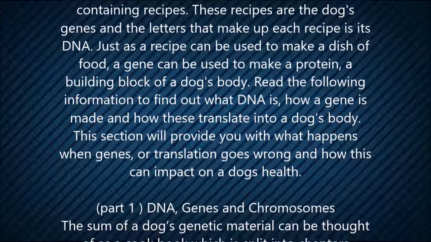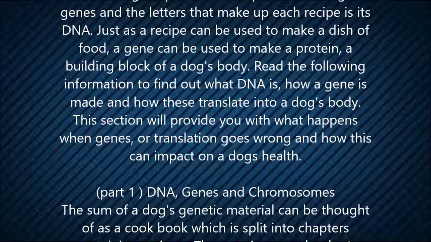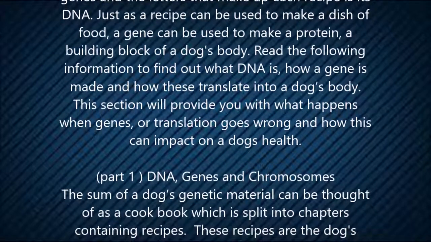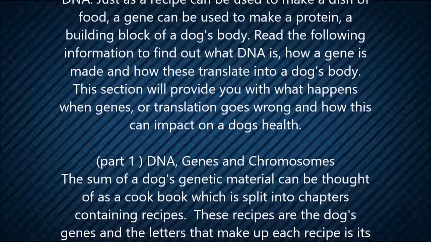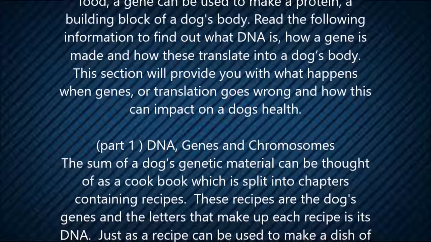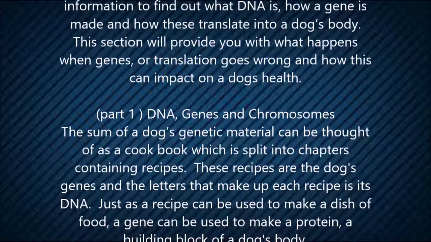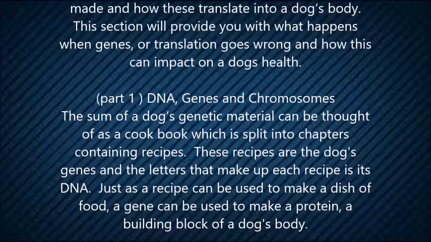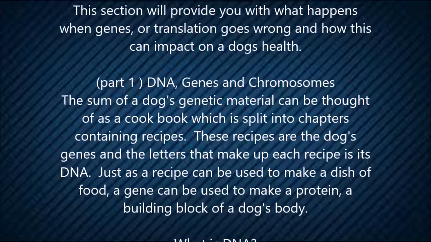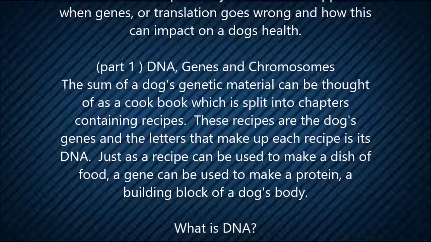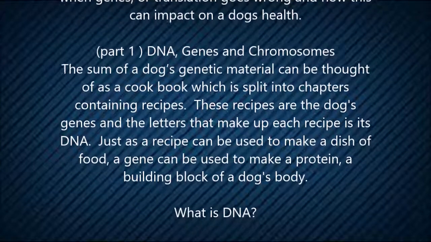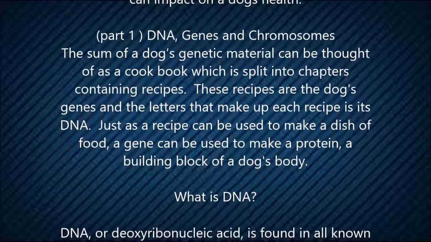Part 1, DNA, Genes, and Chromosomes. The sum of a dog's genetic material can be thought of as a cookbook which is split into chapters containing recipes. These recipes are the dog's genes, and the letters that make up each recipe is its DNA. Just as a recipe can be used to make a dish of food, a gene can be used to make a protein, a building block of a dog's body.